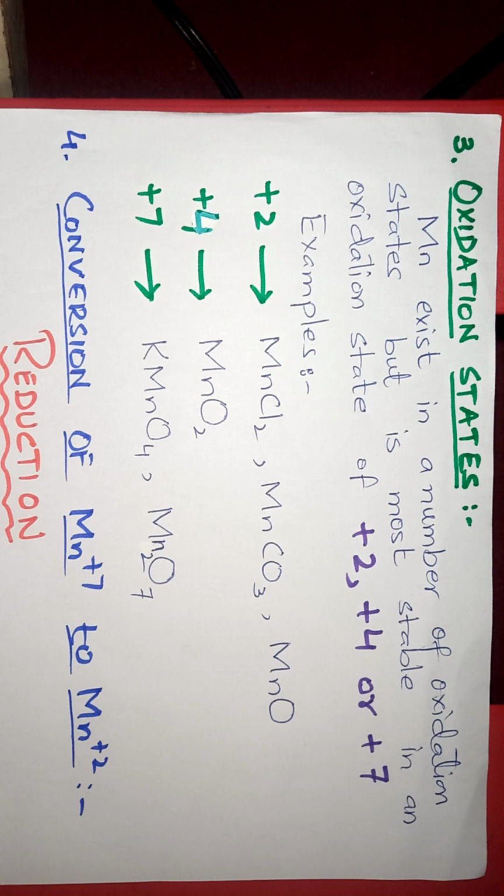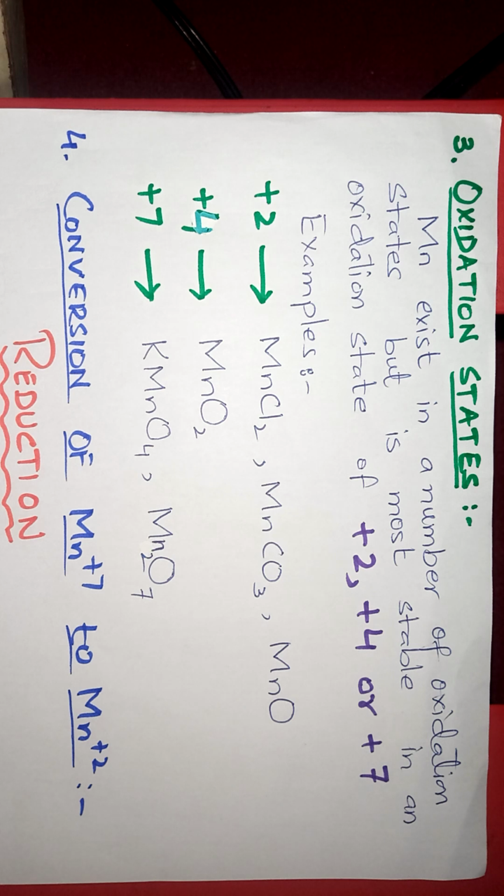Next to physical properties is oxidation states of manganese. Manganese actually exists in a number of oxidation states, but is more stable in an oxidation state of +2, +4 or +7. Let's see examples of all three oxidation states. +2: manganese chloride, manganese carbonate and manganese oxide. In all of these three compounds, manganese has +2 oxidation state.